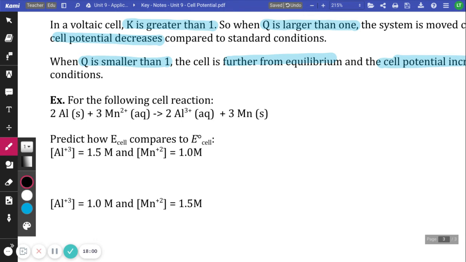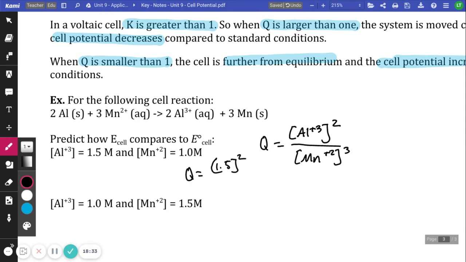All right, so let's look at this first one. The first thing we want to figure out is what our Q expression would be. Q is solved the same way we solve for K, so it's products over reactants, and solids are not included. So this would be Al positive 3 raised to the second power over manganese positive 2 raised to the third power. So Q is going to be equal to 1.5 squared over 1.0 to the third power.